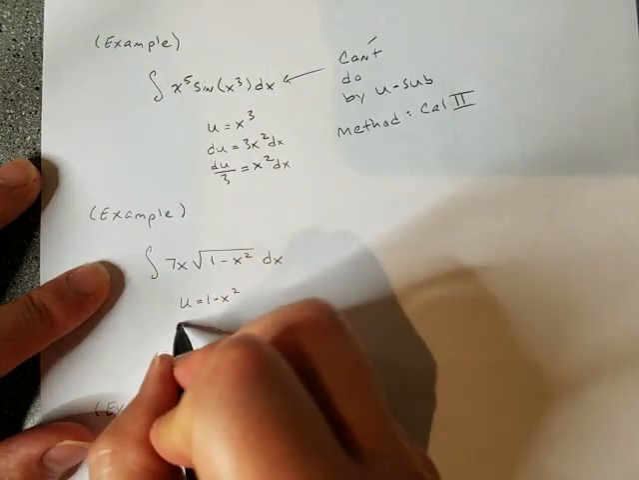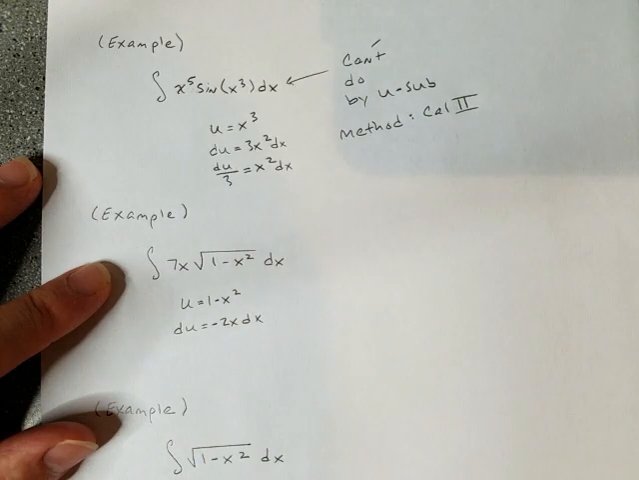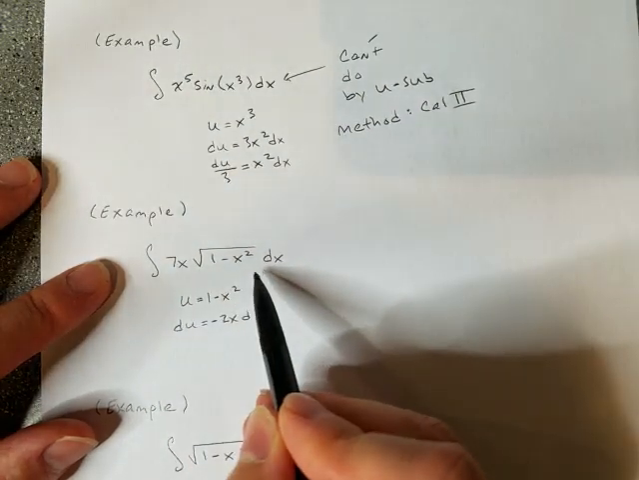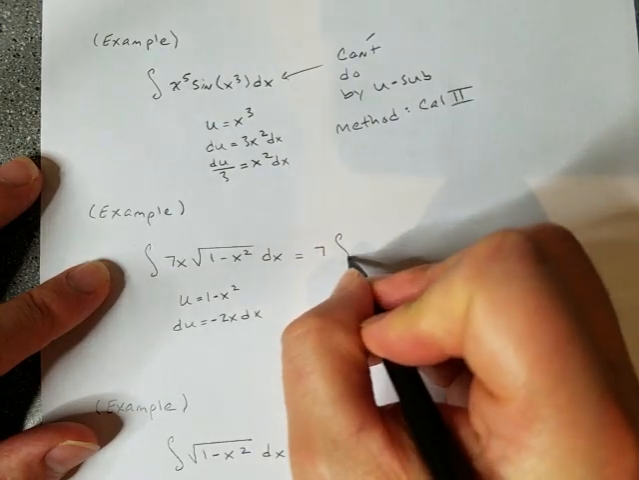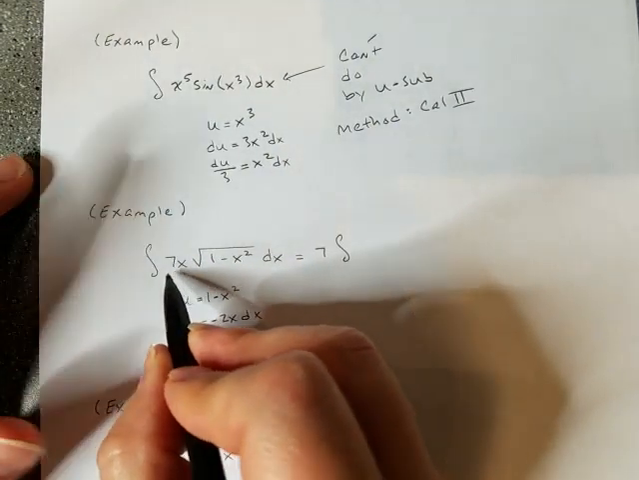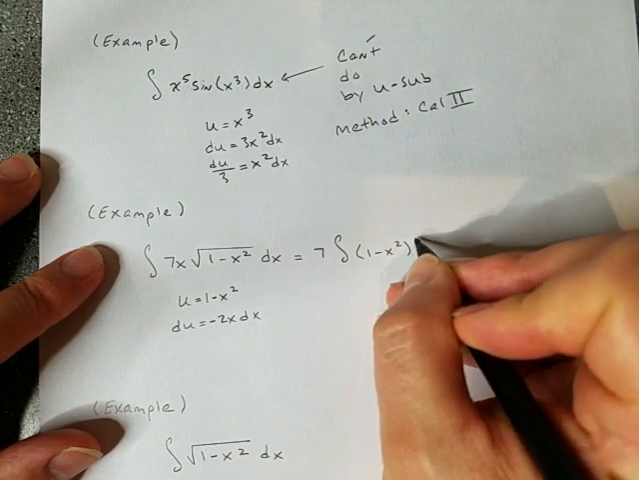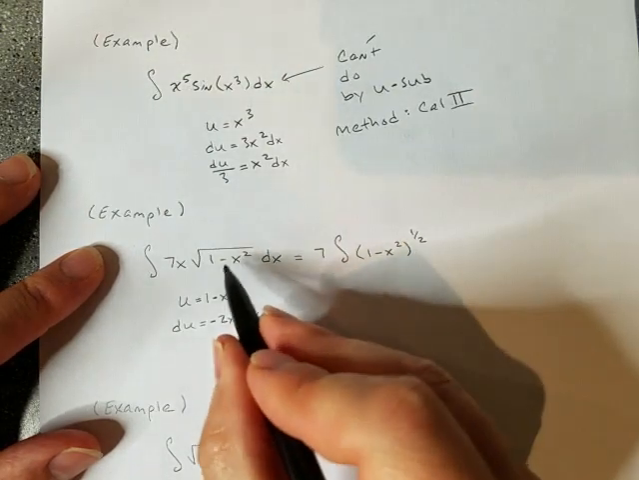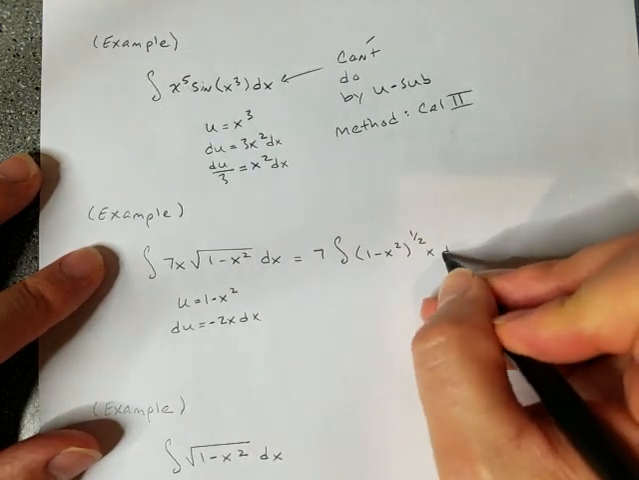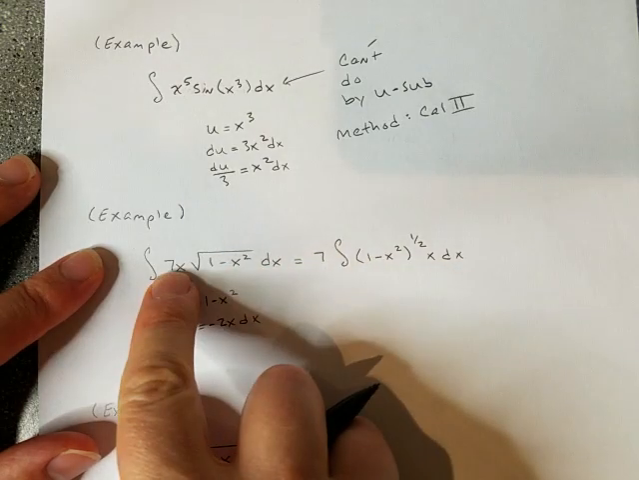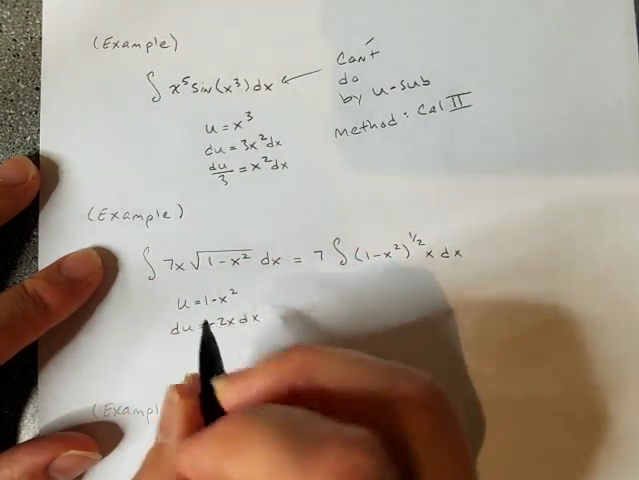Let's see. Du, what would that be? That'd be negative 2x dx. So I've got an x dx. So let's do 2 things. One, this constant right there being 7, let's factor that out. And then let's do some typical kinds of rearranging in there. I'll write 1 minus x squared to the 1/2 power, and then x dx. So yeah, I can make that the du. I can make it happen. I'll just divide this -2 on both sides.